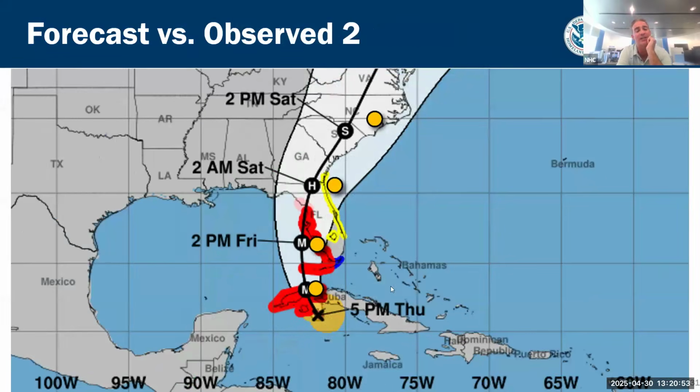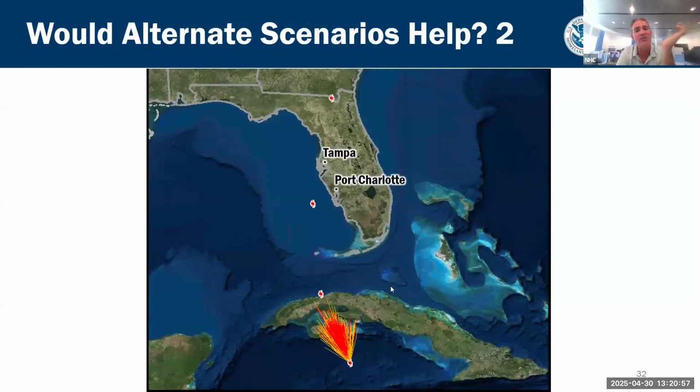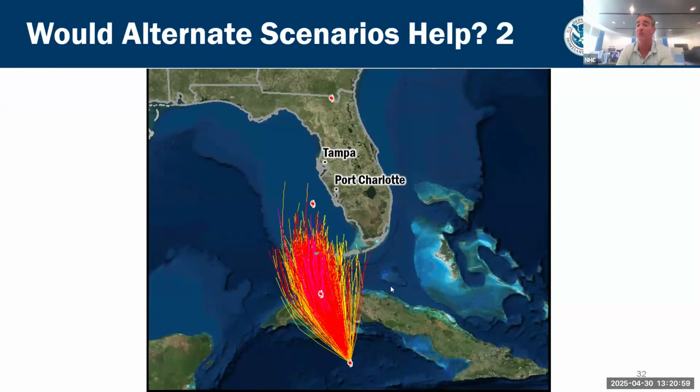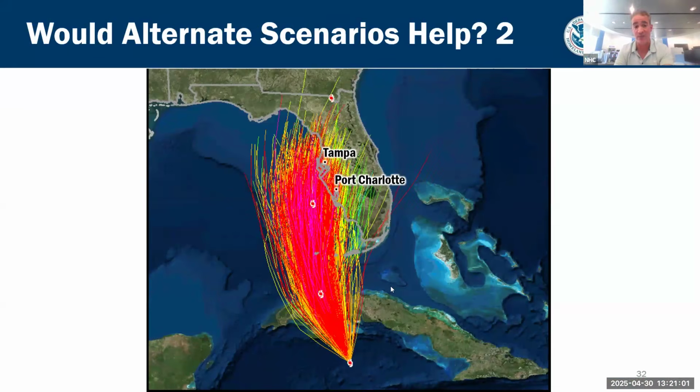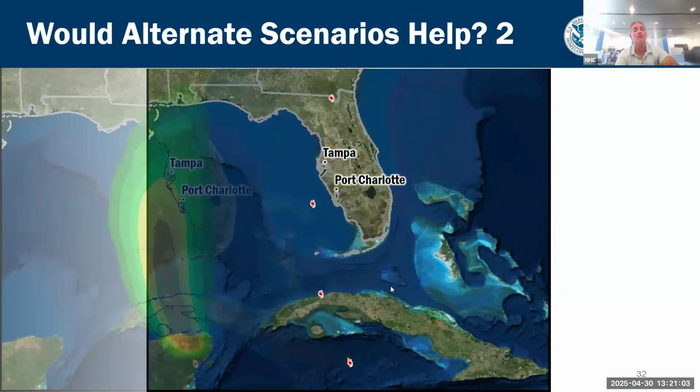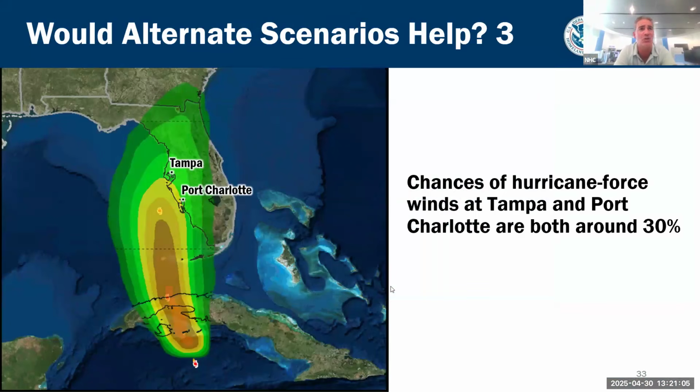So let's go back to the Charlie example, right? It deviated a little to the right. Would these wind speed probabilities have helped if you used them, or during Ian, for example? Well, let's look at what the forecast actually showed. And I'm not sure it existed in 2004, but they exist now.